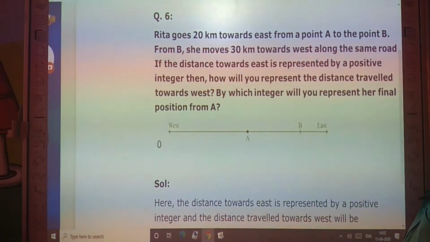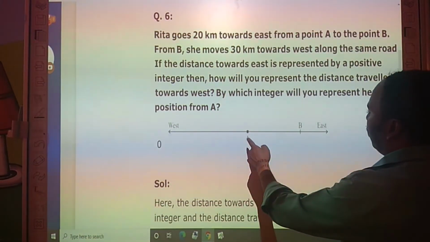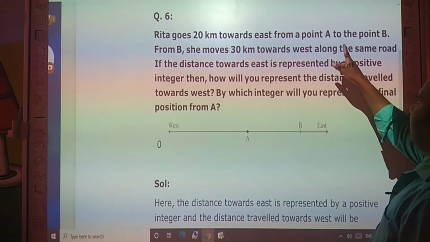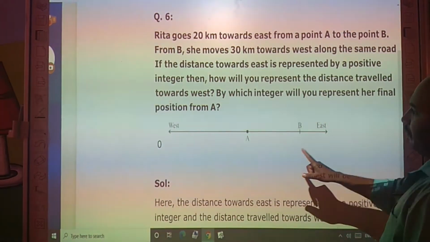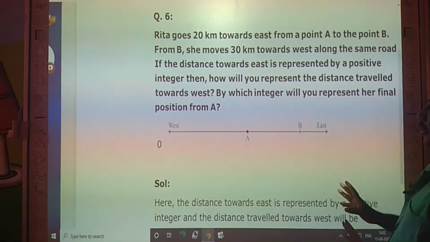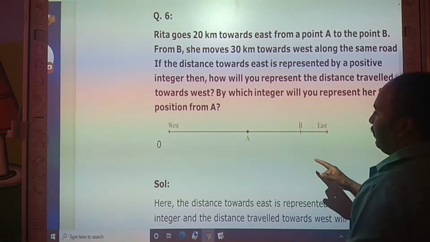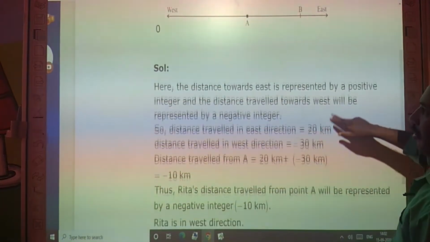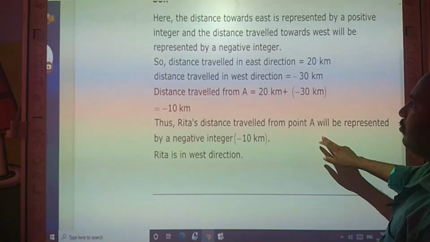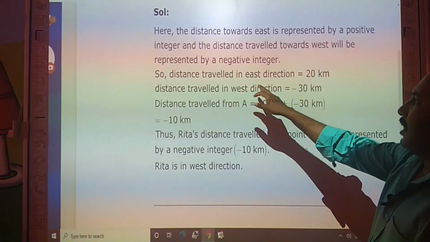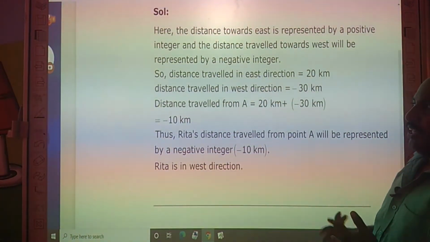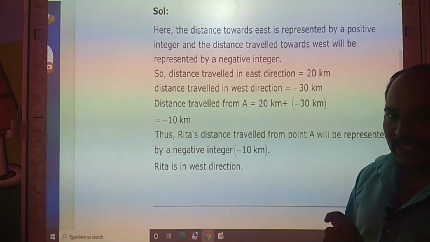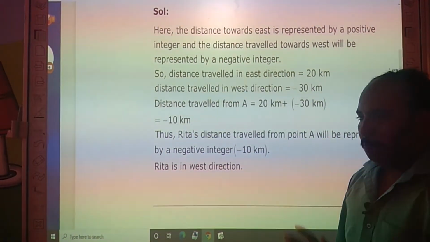Listen here. The first one, the girl Rita traveled from A to B, 20 kilometers. And next she goes to the west side, B to C. So we want the total distance. Distance traveled in the east direction is equal to 20 kilometers. That means point A to B.